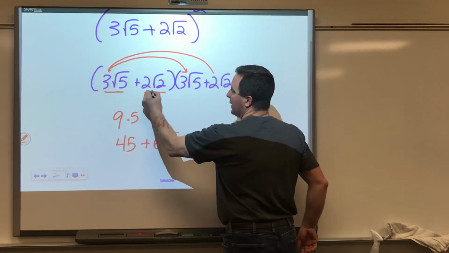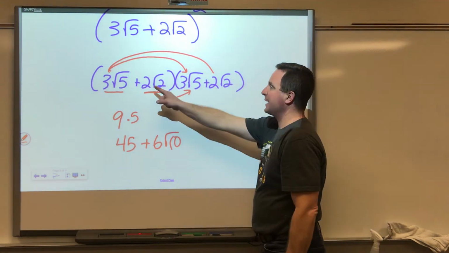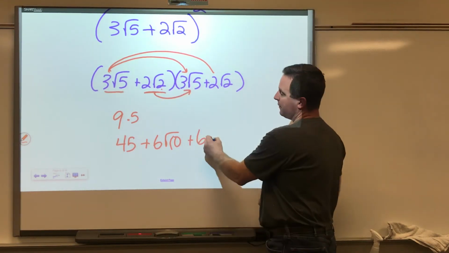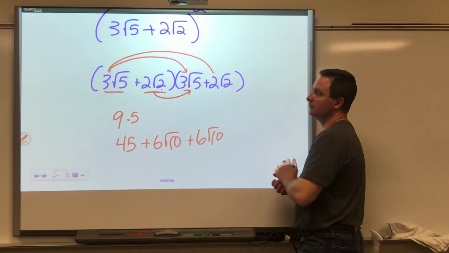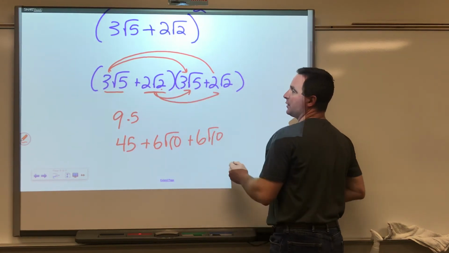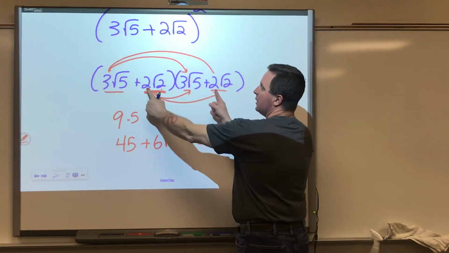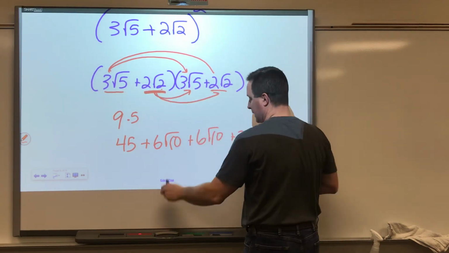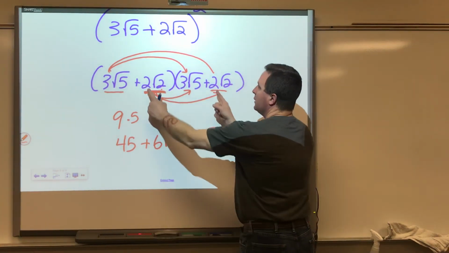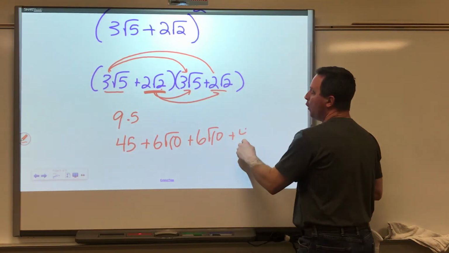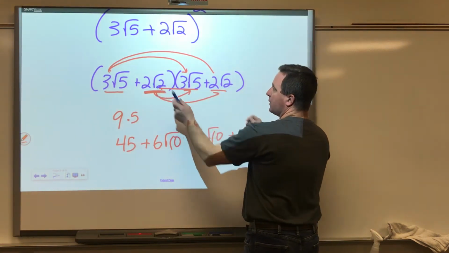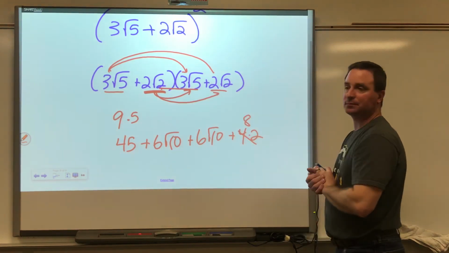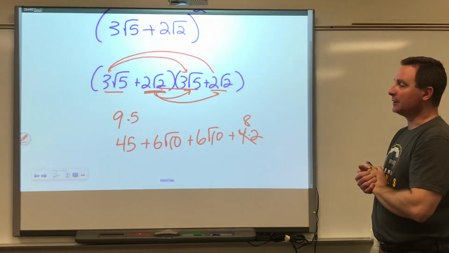I'm going to take this one then, and I distribute it to that one. Looks like I get another 2 times 3 is 6. 2 times 5 is square root of 10. And then last but not least, I look at the last number. The 2 times 2 is a big 2. No, it's not. Sorry. 2 times 2 is 4. And the square root of 2 and the square root of 2 is another big 2. And that turns into 8. Okay, and the radical disappeared.